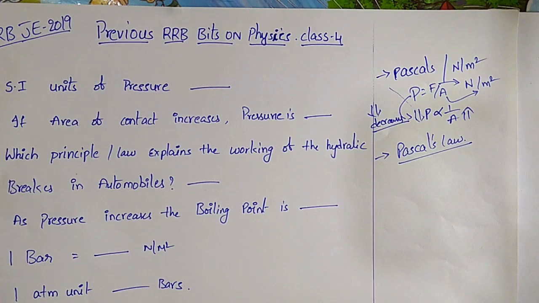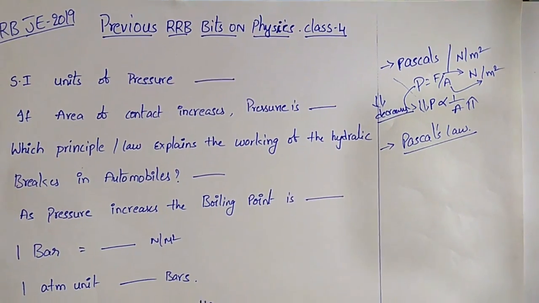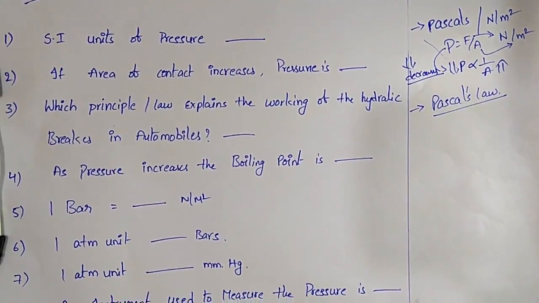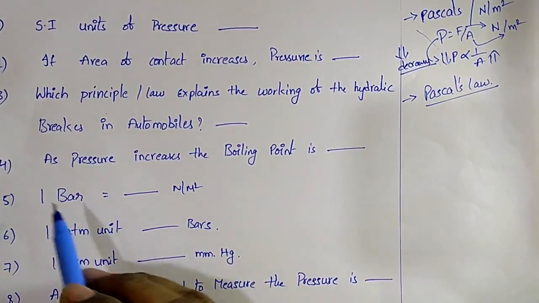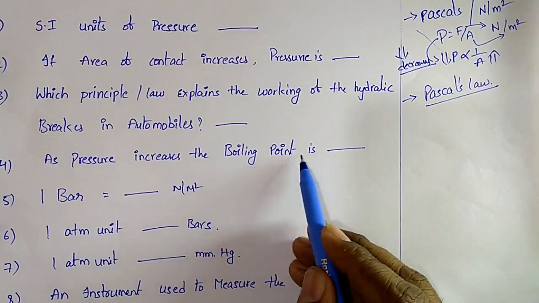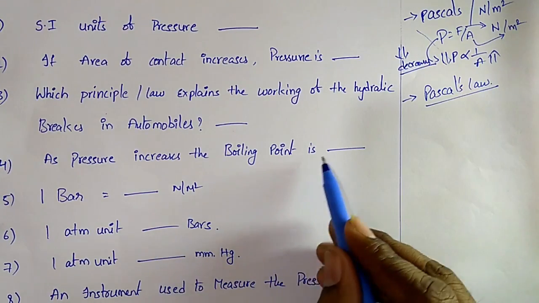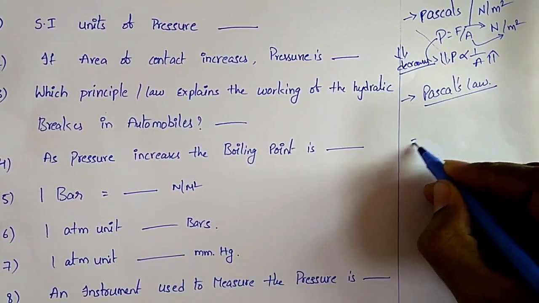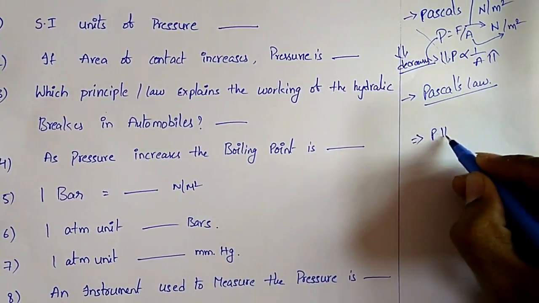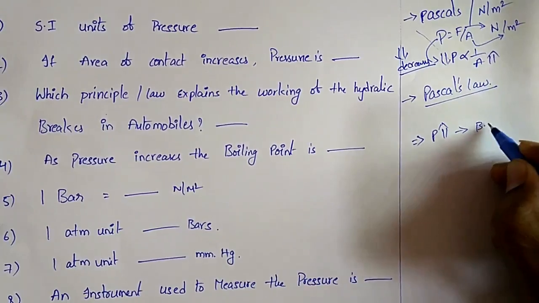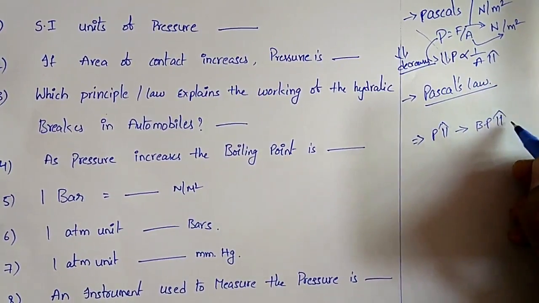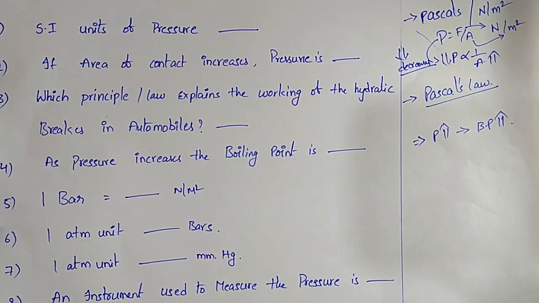And the next one, fourth question. As pressure increases, the boiling point is dash. Here, as pressure increases, the boiling point also increases.